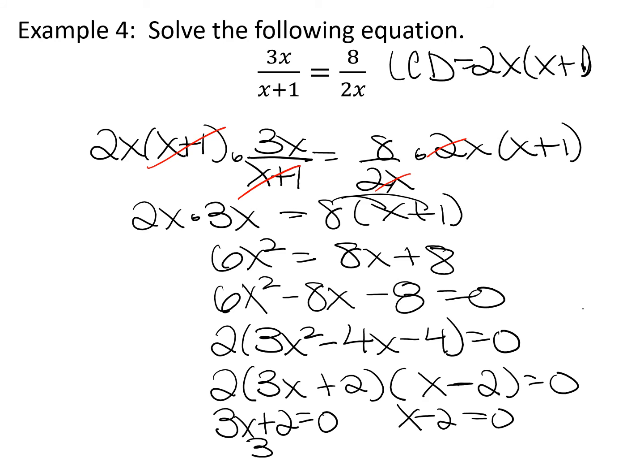And when I subtract, I get 3x equals negative 2. Divided by 3, I get x is equal to negative 2 over 3. And this one I get x is equal to 2. So I get 2 answers. I'd have to check them to make sure that they're true on both sides. It sounds hard, but it's much easier than it actually sounds, okay? That's how I'm getting 2 solutions there.